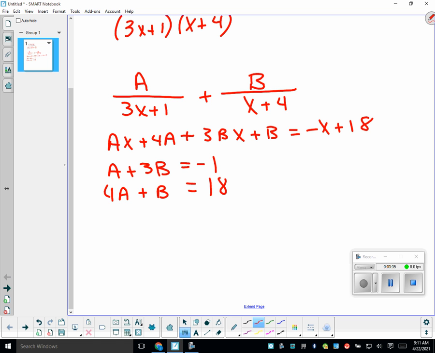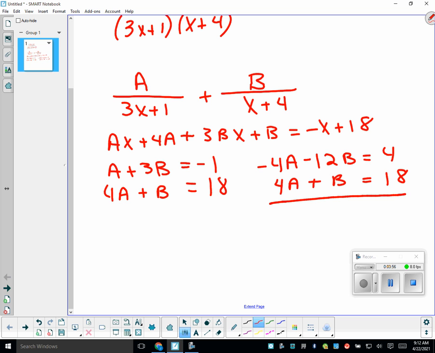What letter would you like to get rid of? The A's. By multiplying the top equation by? Negative 4. So negative 4A minus 12B equals 4. And 4A plus B equals 18. Agreed? Negative 11B equals 22. So B equals negative 2. B is negative 2. Okay.